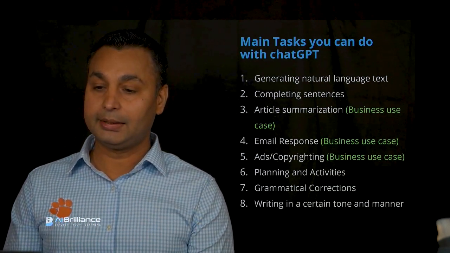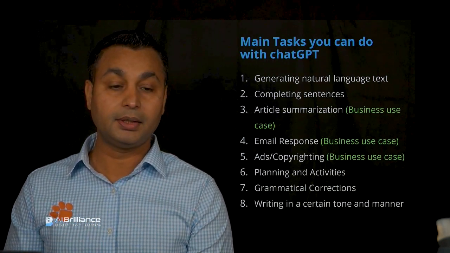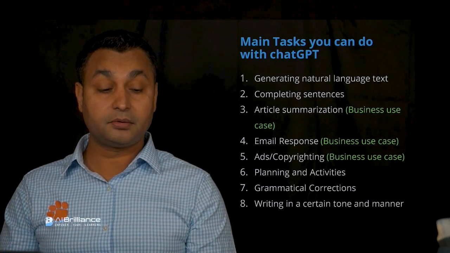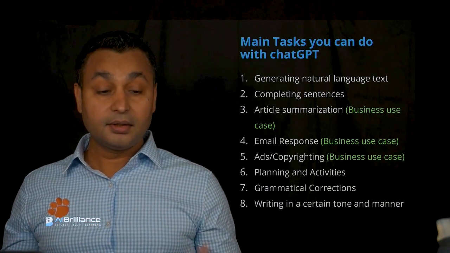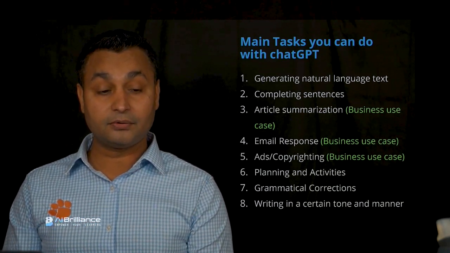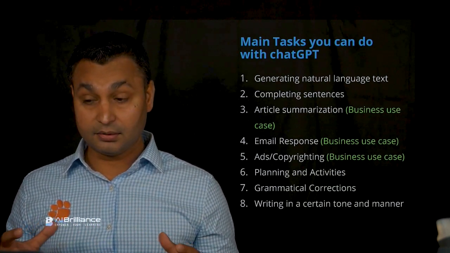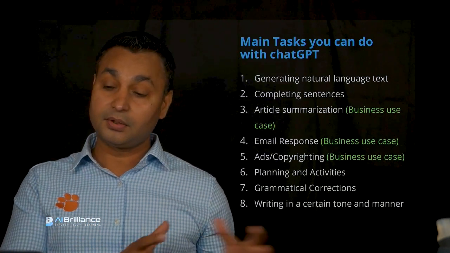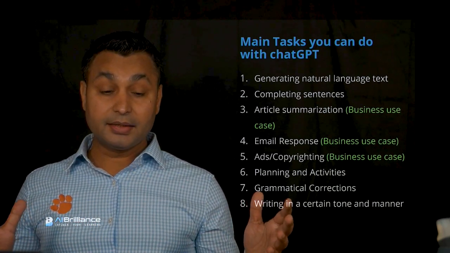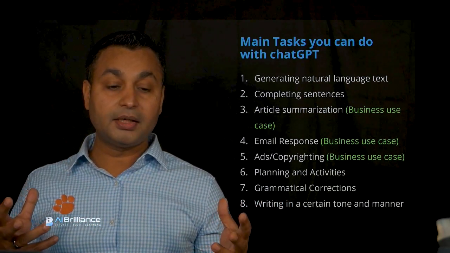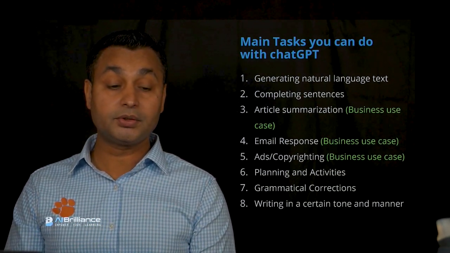Okay, so let's start with some of the main tasks that we can do with ChatGPT. One of the tasks that we have listed, at least in today's lecture, is generating natural language text, and within this I will show you specific things that we can do. Completing sentences: if you have incomplete sentences, you can complete them. Article summarization: having a large-scale text and creating a summary of that text in a very nice way is another important task that you can do using ChatGPT.